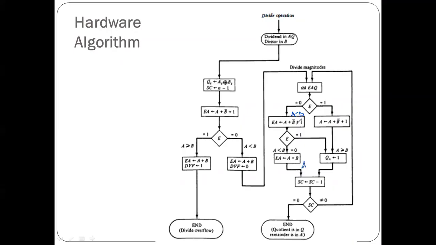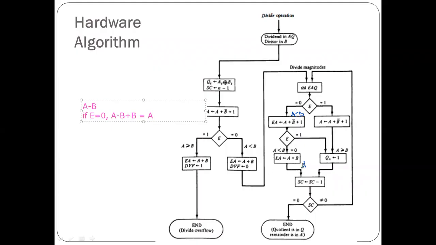Here what are you doing? We are doing A minus B. If your E is 0, we are adding B to the previous value. So A minus B plus B, so that our previous A will be resulted. This is what restoring is.